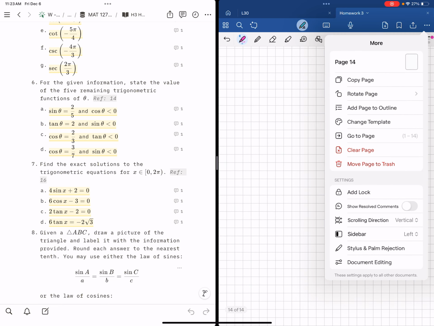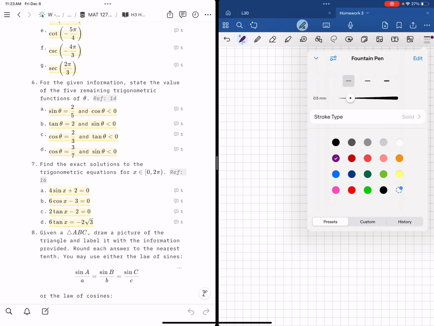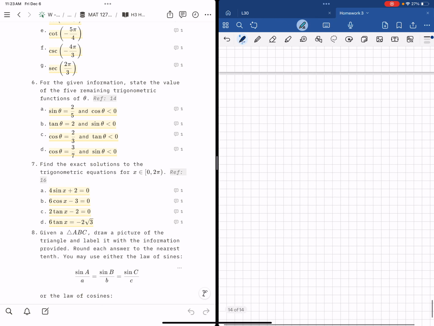All right, finally the last part, part D. Part D, cosine is 3 over 7, and then sine is less than 0. So let's determine the sign of the point. Your cosine is positive, x is positive. Your sine is negative, so your y is negative. This one is actually very easy to identify, right? So that means your x is positive, y is negative. It's in the fourth quadrant.